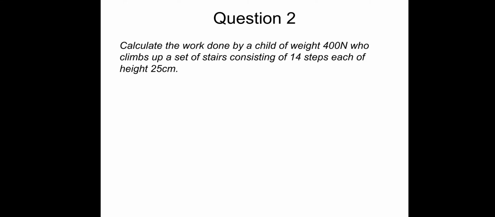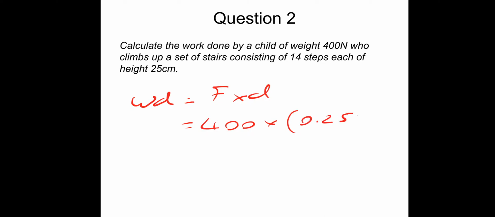Question 2. Calculate the work done by a child of weight 400 newtons who climbs up a set of stairs consisting of 14 steps each of height 25 centimeters. So work done is force times distance, and the force is the weight of the child, which is 400 newtons, multiplied by the distance, which is 25 centimeters or 0.25 meters, multiplied by the amount of steps, 14 steps. Put that in our calculator and we get 1,400 joules of energy.